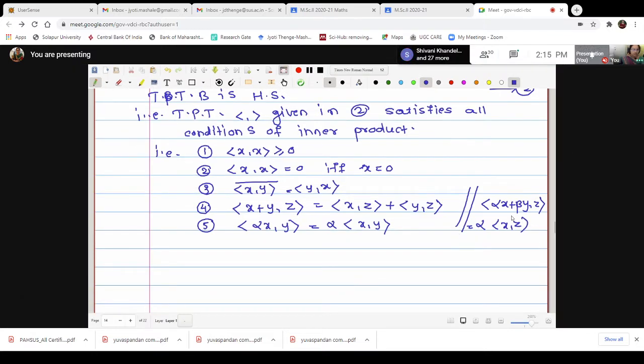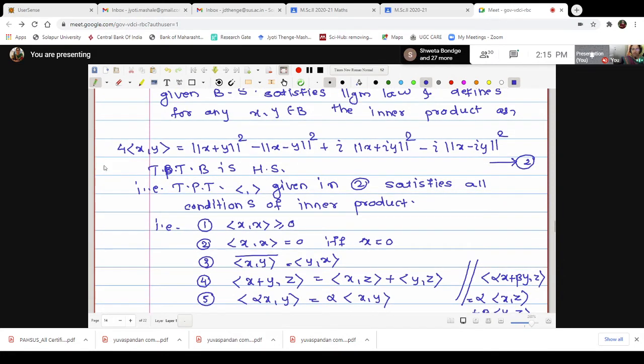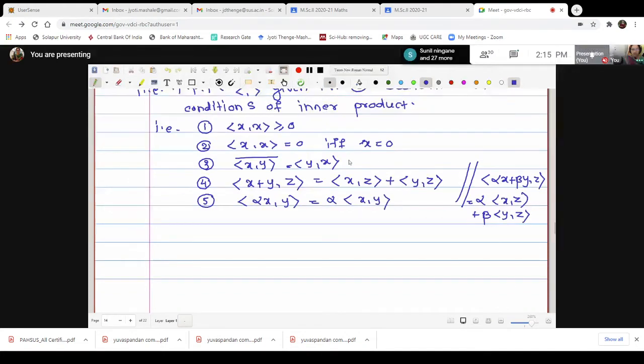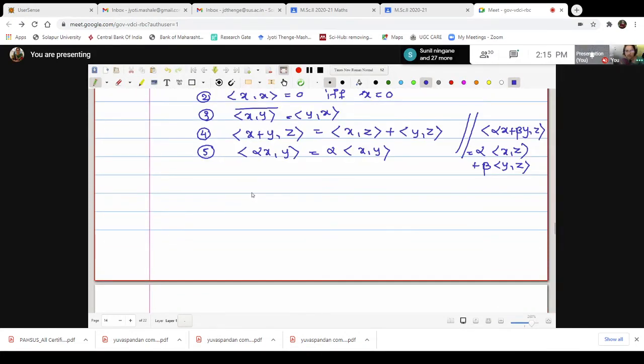plus beta times inner product y with z. Therefore, instead of this one statement, we will try to prove two different statements, because if we look at our equation number 2, the inner product is quite a lengthy expression. Therefore we will just prove this condition separately with respect to addition and scalar multiplication. Let us go on to prove all the conditions one by one.